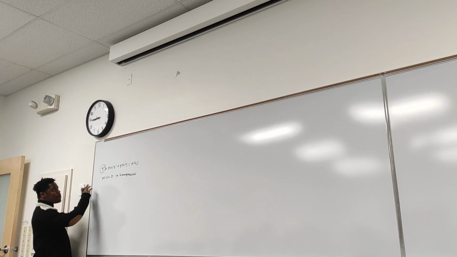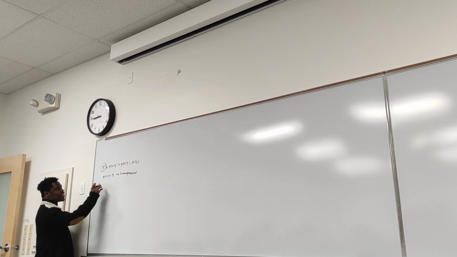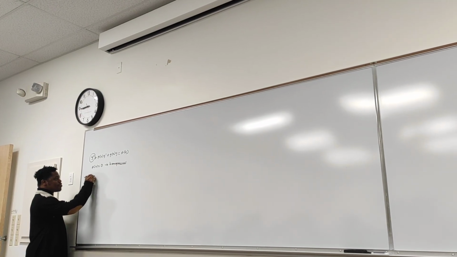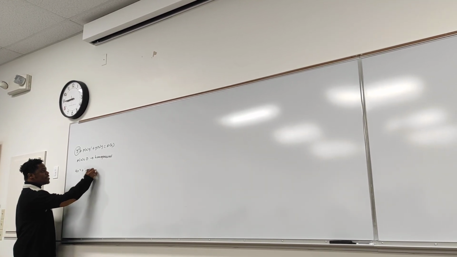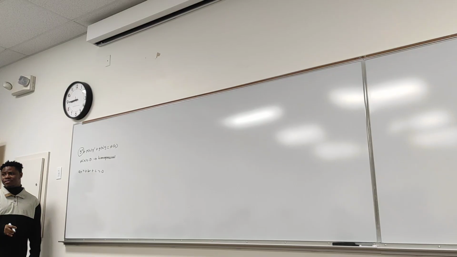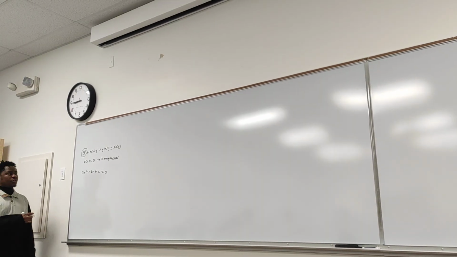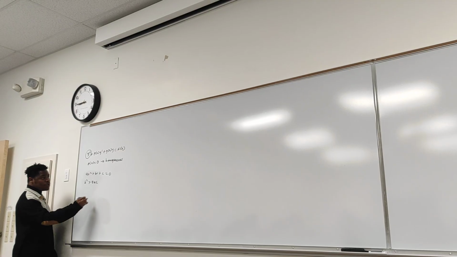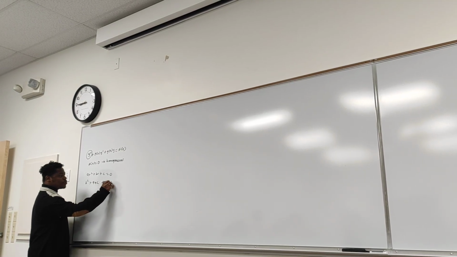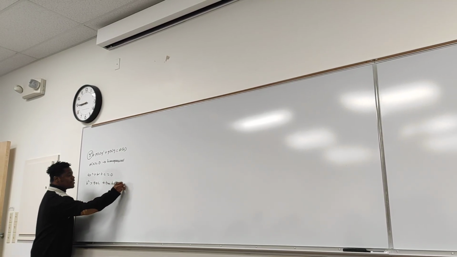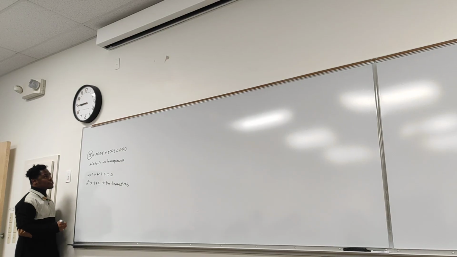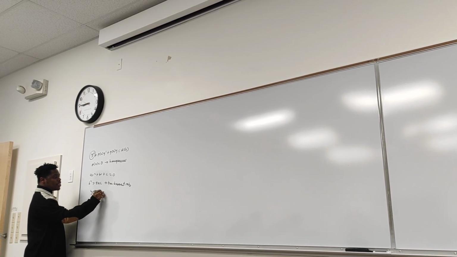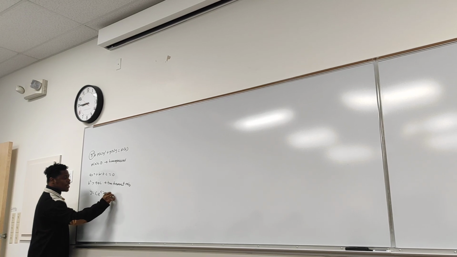Case study. Remember, for homogeneous, if it's like this, you said it is ar² + br + c = 0. To solve this, you can have two solutions. If b² is greater than 4ac, there are two different roots, and our solution becomes y = C1 e^(r1x) + C2 e^(r2x).